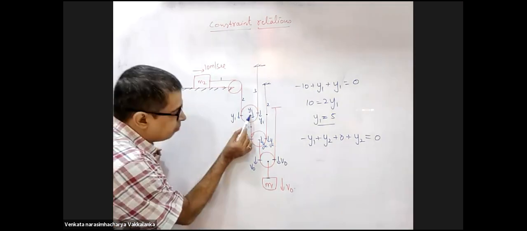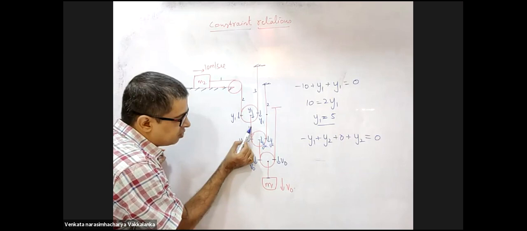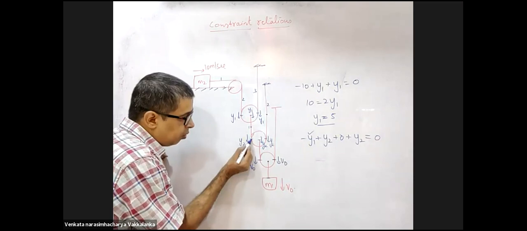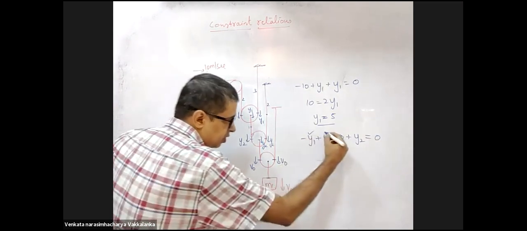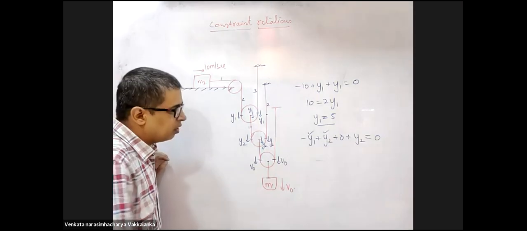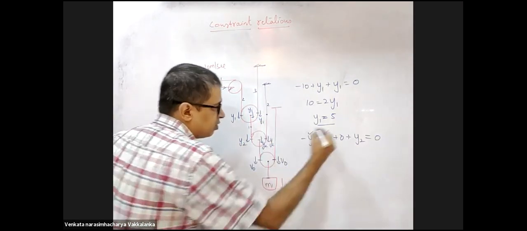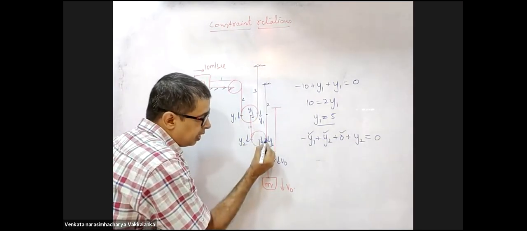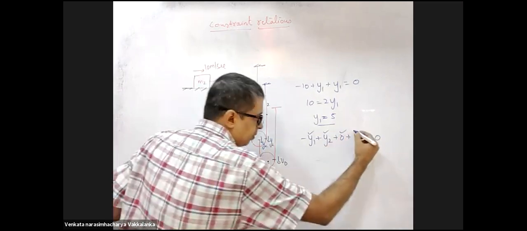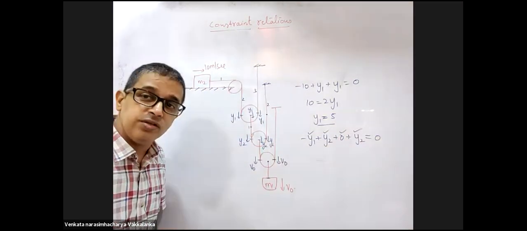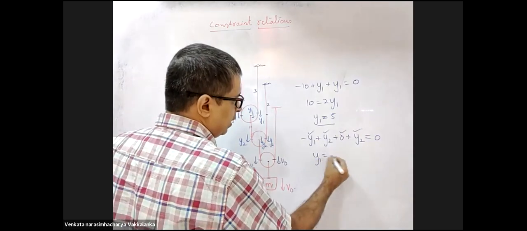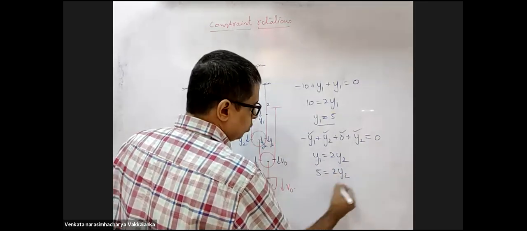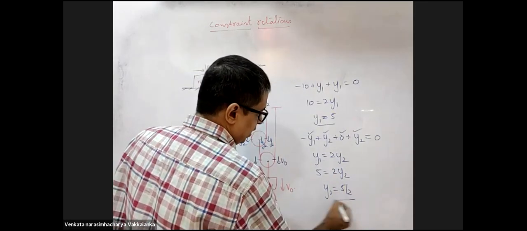I am repeating it. Upper end is moving towards the center of the segment: minus y1. Lower end is moving away from the center of the segment: plus y2. For segment 2, the upper end is not moving, it is fixed, 0. Lower end is moving away from the center of the segment, plus y2. Sum total is 0. y1 is 2y2. y1 is 5, so y2 is equal to 5 by 2.